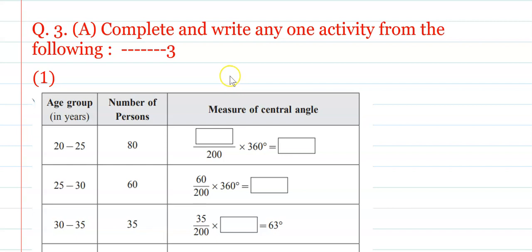Hello friends, in my previous video I had completed question number 1 and 2. Now in this video we will complete the type of question asked in question number 3a, that is: complete and write any one activity from the following. It's 3 marks.